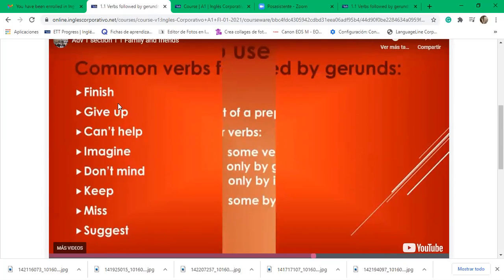We understand all the verbs here, right? Give up, can't help, imagine, don't mind, keep, miss, suggest.